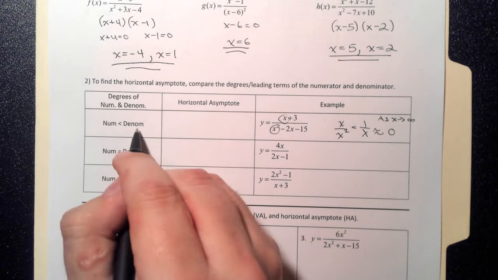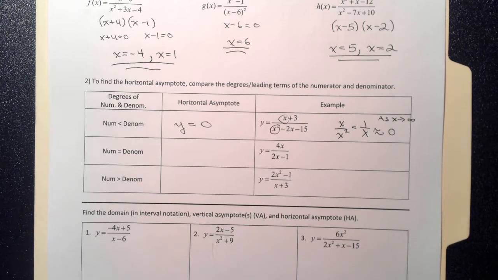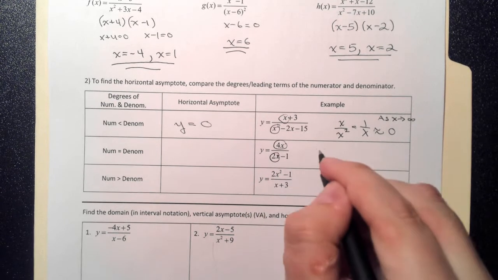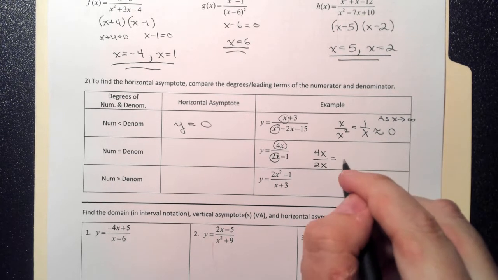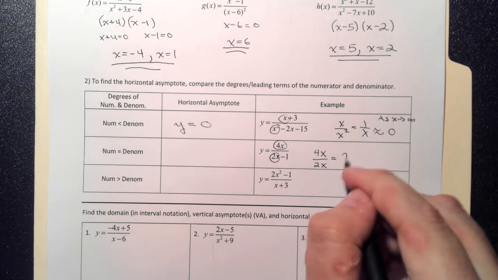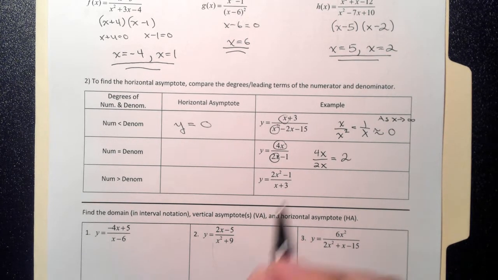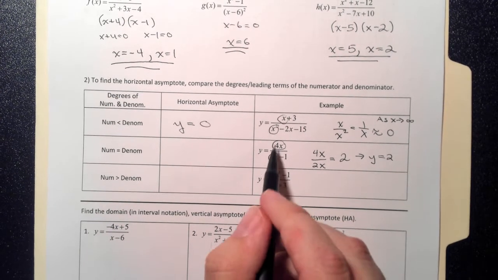So, in the case where the numerator has a degree less than the denominator, I will always have the same horizontal asymptote, y equals 0. How about in the case that the numerator equals the denominator? So again, if I compare the leading terms over here, I see 4x, I see 2x. 4x over 2x is equal to, well, the x's can be divided out, and 4 over 2 simply leaves me with 2. So in this case, I get 2 is my asymptote.